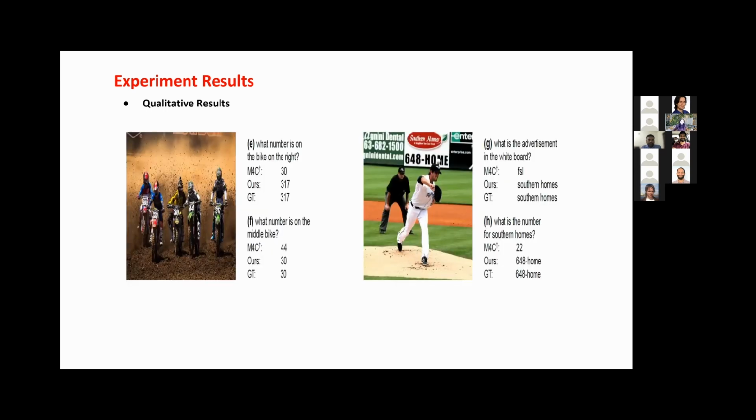This figure shows some examples of multiple questions on the same image. For example, in E, what number is on the bike on the right and what number is on the middle bike? And E, G, and H show, what's the advertisement on the right whiteboard and what's the number of 1,000 homes. So this example shows that the model selects the correct text region as the answer based on the input questions.